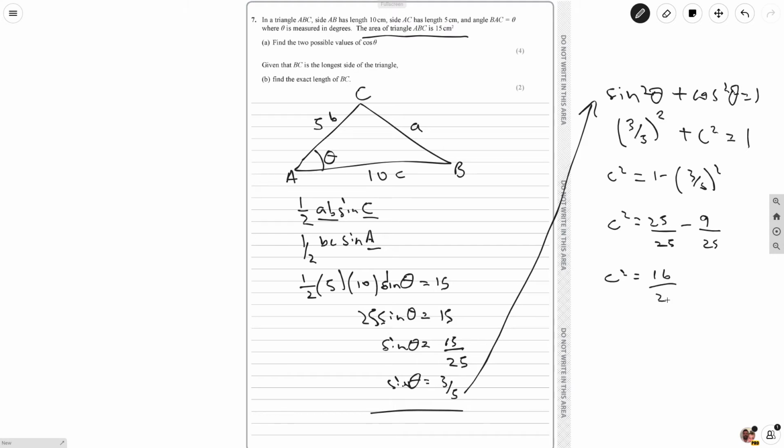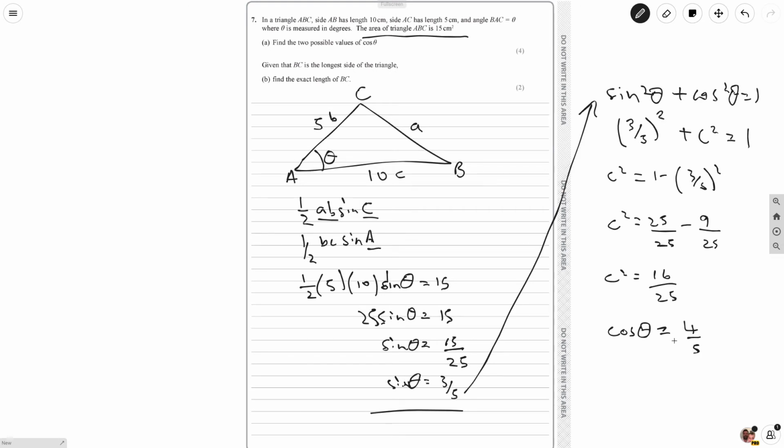25 take away 9 is 16, and then square root. Okay, now the important bit when you square root is that there is a positive and negative value of a square root. Okay, let's write in cos theta again. So I square root this, I'm going to get 4 over 5.